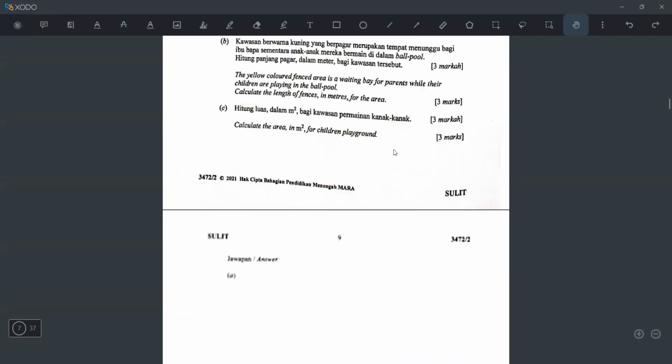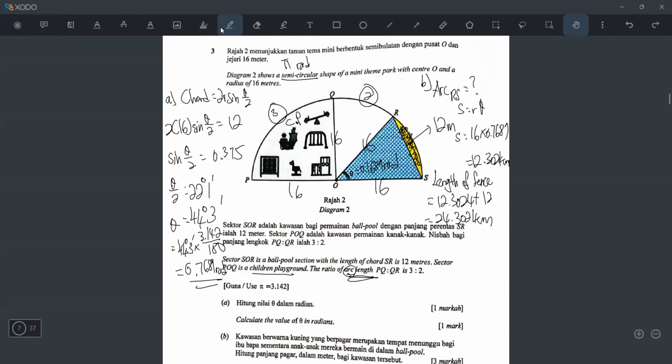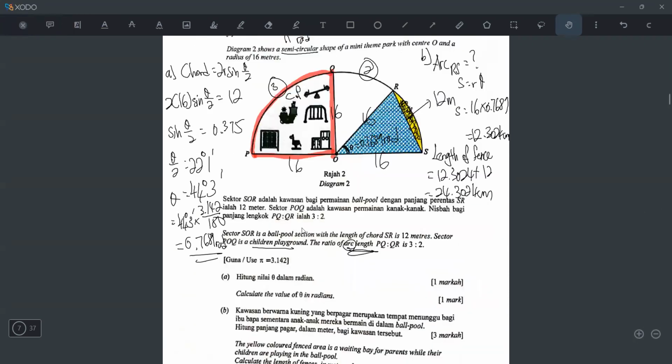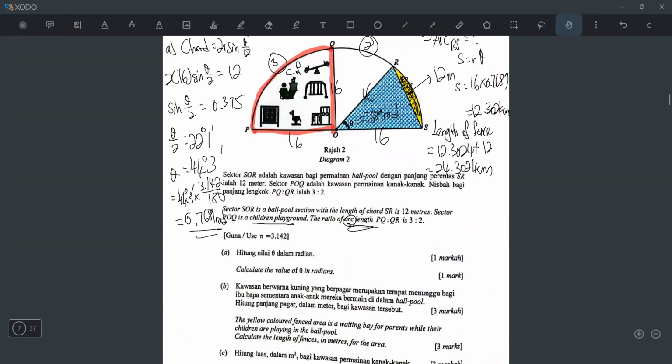Calculate area for children playground. Okay, children playground is where? Okay, let's see. Children playground is this, right? So I will use what formula? I will use the area of sector formula. And what's the area of sector formula? 1/2 r squared theta. Right? So I will do here, question C. So I will use area equals 1/2 r squared theta formula.